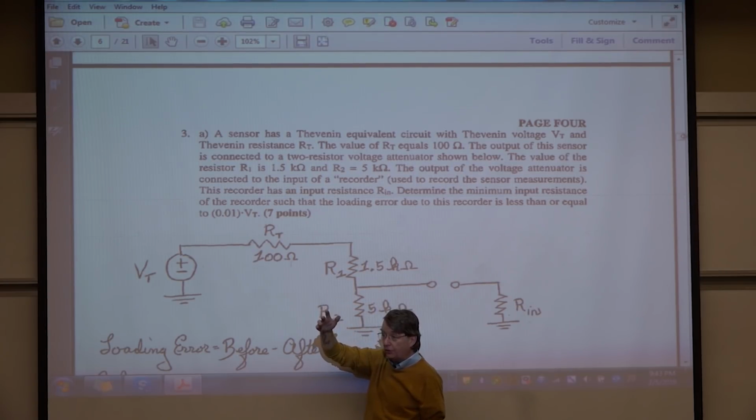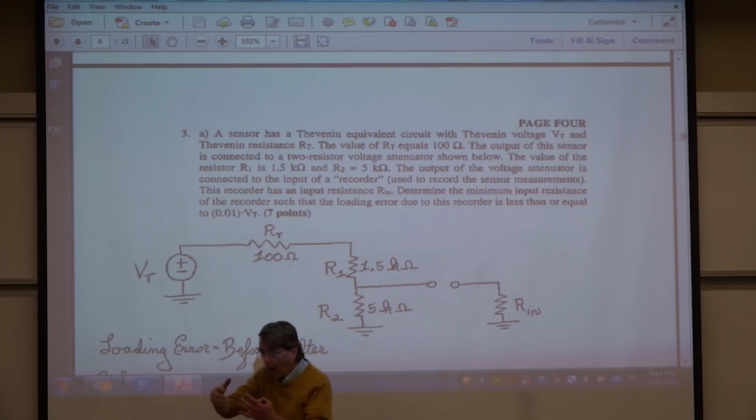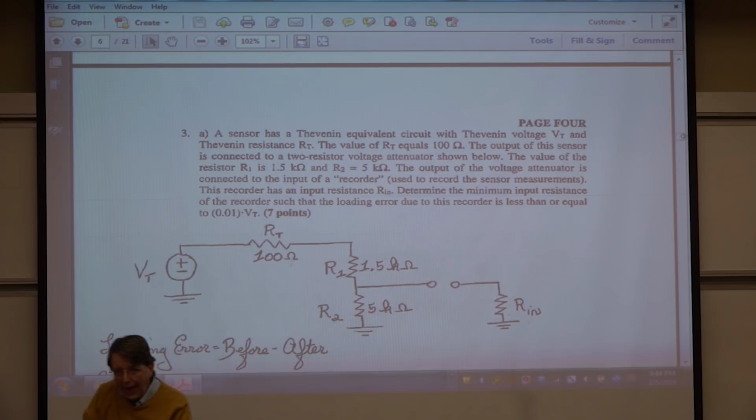It has too much voltage, and we need to connect this to some delicate measurement equipment, you know, very high accuracy. We don't want to have any damage. So we go through an attenuator. So the value of R1 is 1.5 K. The value of R2 is 5 K.